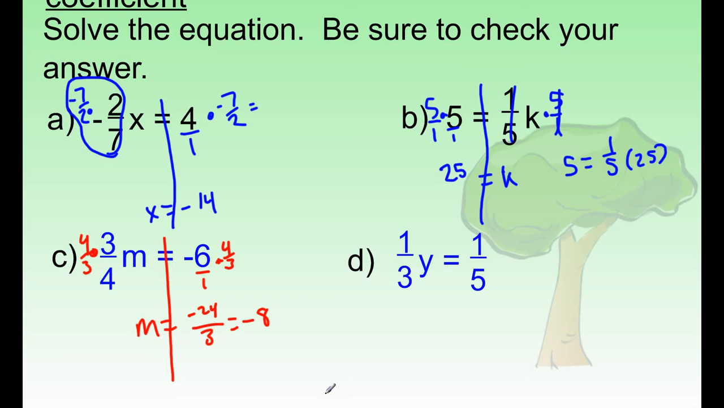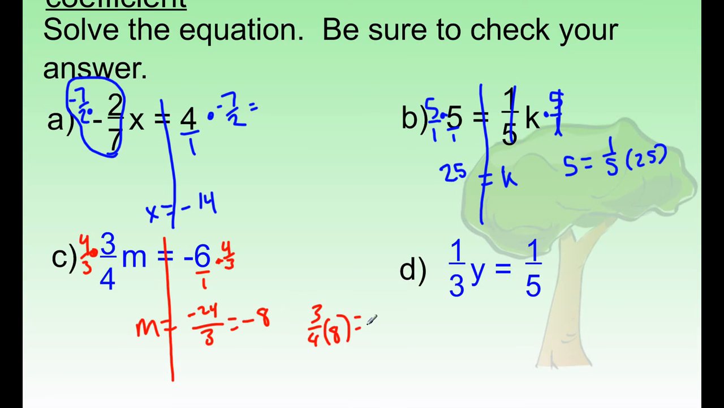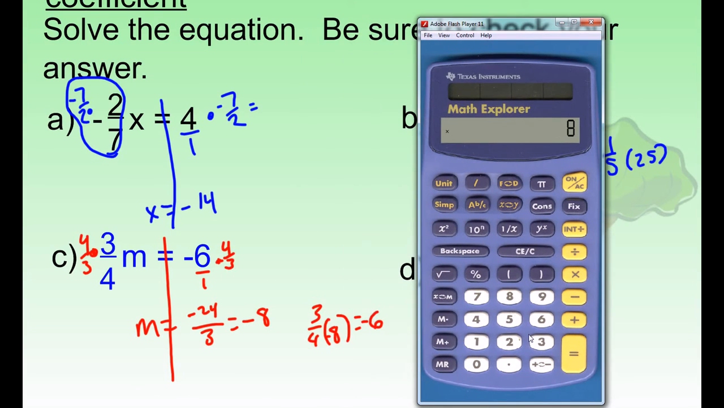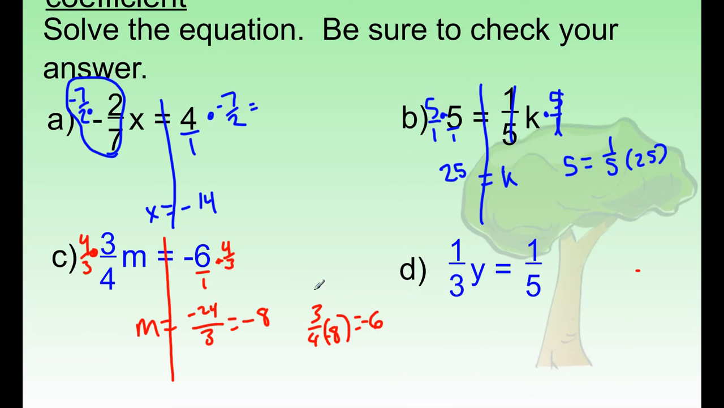Okay, let's check our work. If we have 3/4 of negative 8 equals negative 6. Oopsie, it should be a negative 8. Let's see, 3/4 as a decimal is 0.75. So 0.75 times negative 8 equals negative 6. It worked out. Check. We're good.